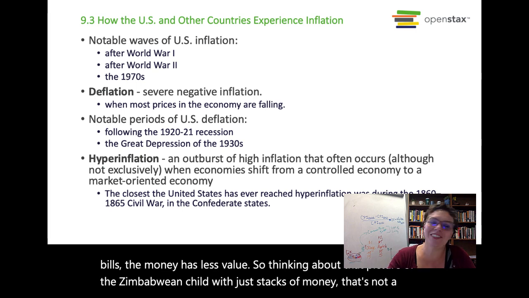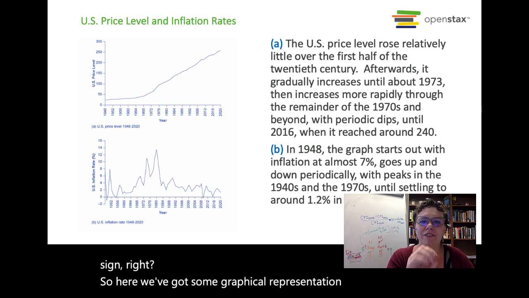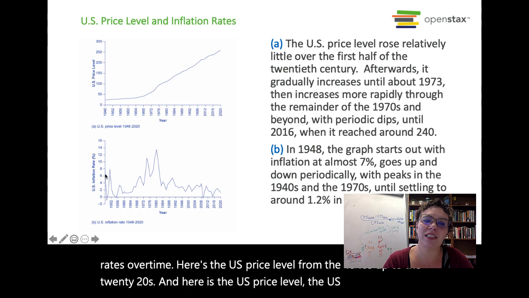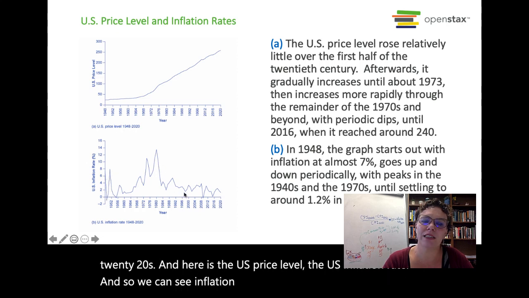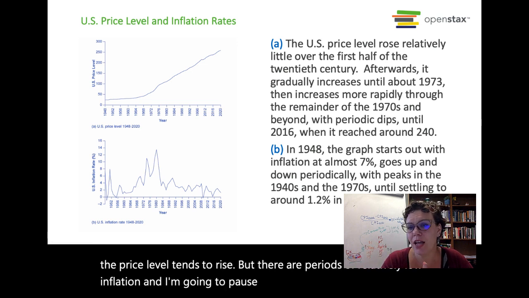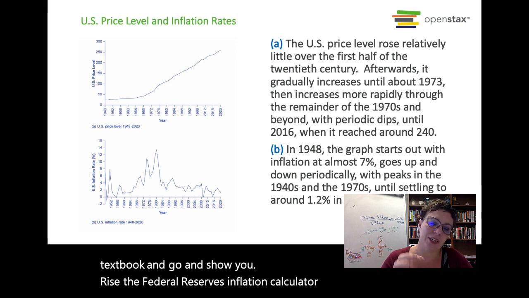So here we've got some graphical representations of U.S. inflation rates over time. Here's the U.S. price level from the 1940s up to the 2020s. And here is the U.S. inflation rate. And so we can see inflation fluctuates. It tends to be positive as the price level tends to rise, but there are periods of relatively low inflation. And I'm going to pause it right here and take us off of the textbook and show you guys the Federal Reserve's inflation calculator, because I think they do a really great job with their graphs.